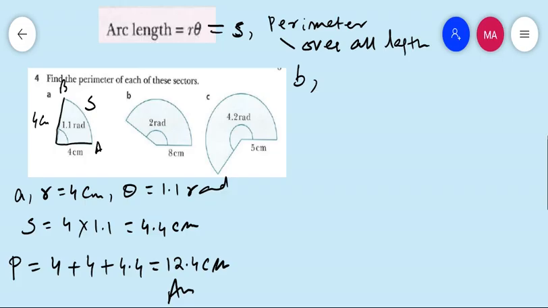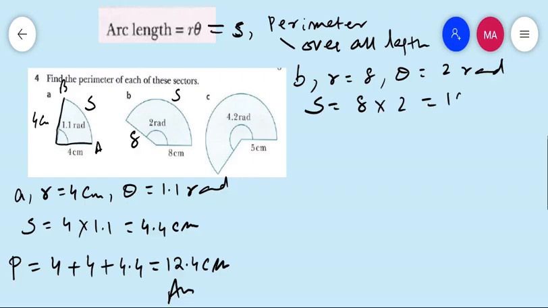Similarly, this is 8, this is also 8, and this is S. So R is equal to 8 and theta is equal to 2 radians. Therefore, S is equal to R theta, which is 16 centimeter, and the perimeter is 8 plus 8 plus 16, which is equal to 32 centimeter.